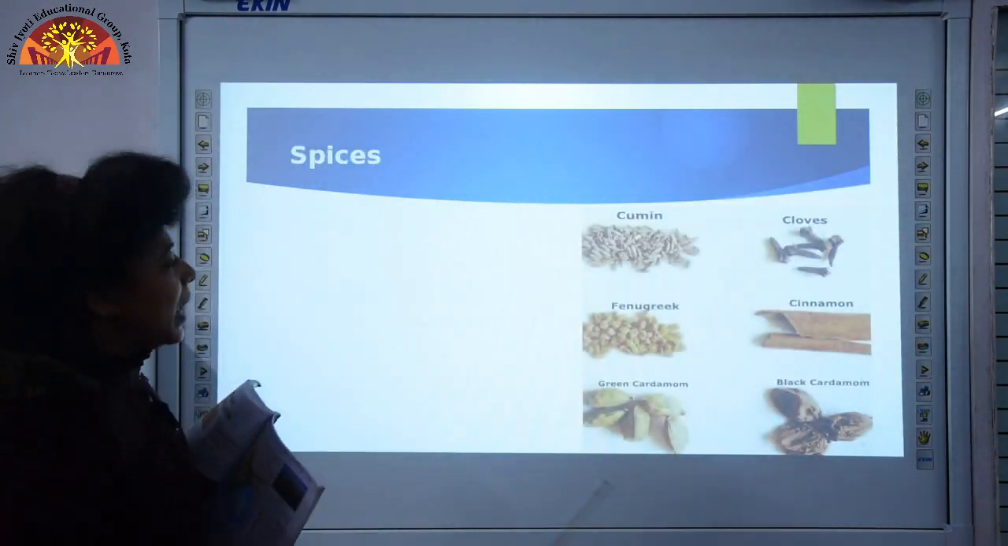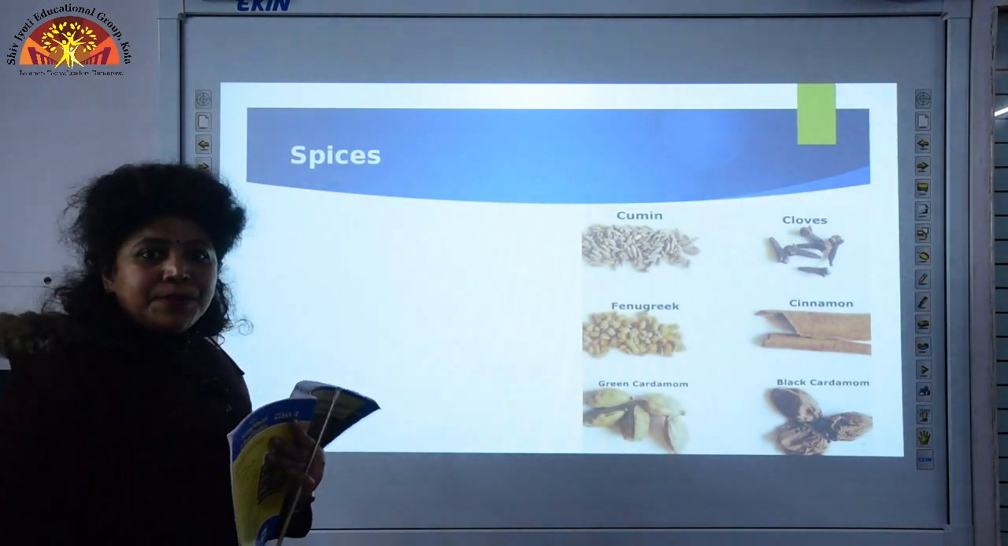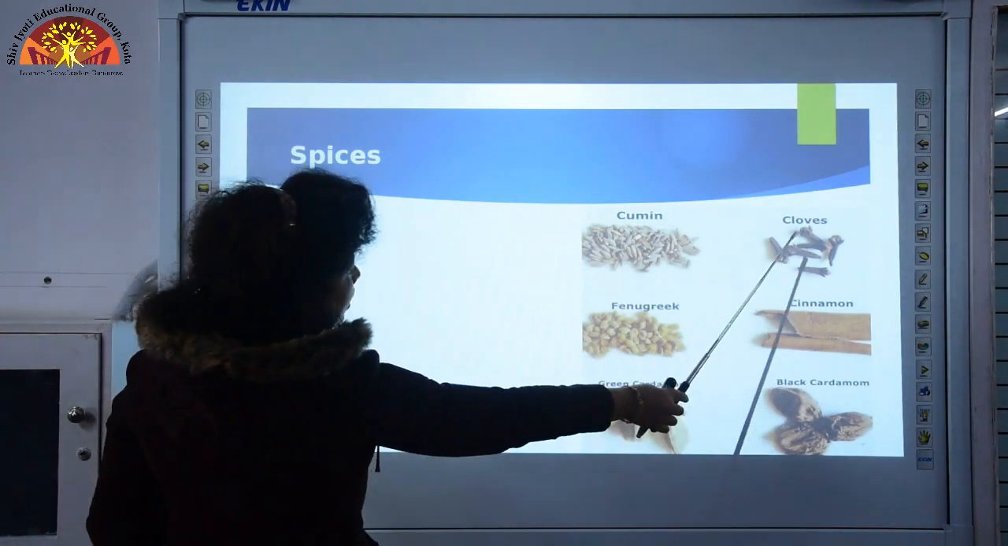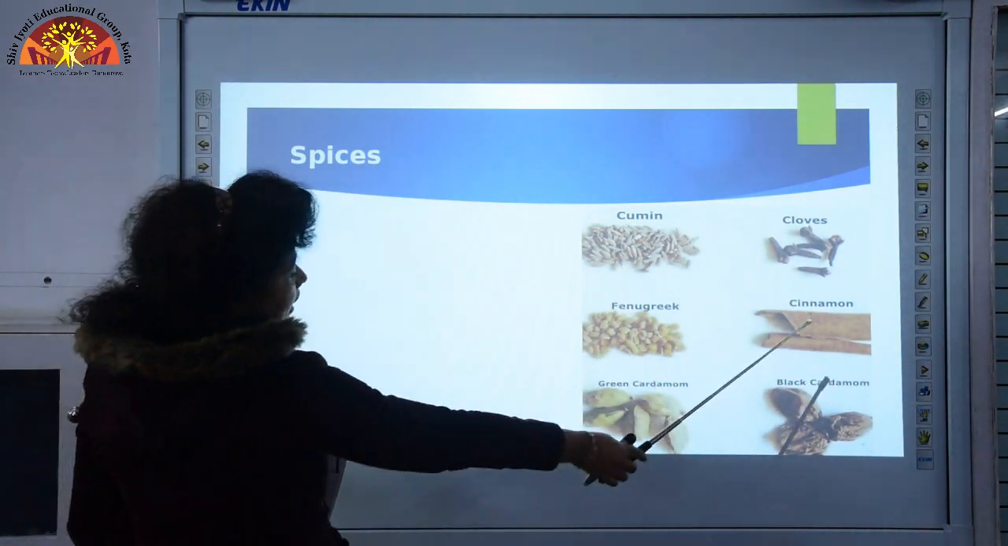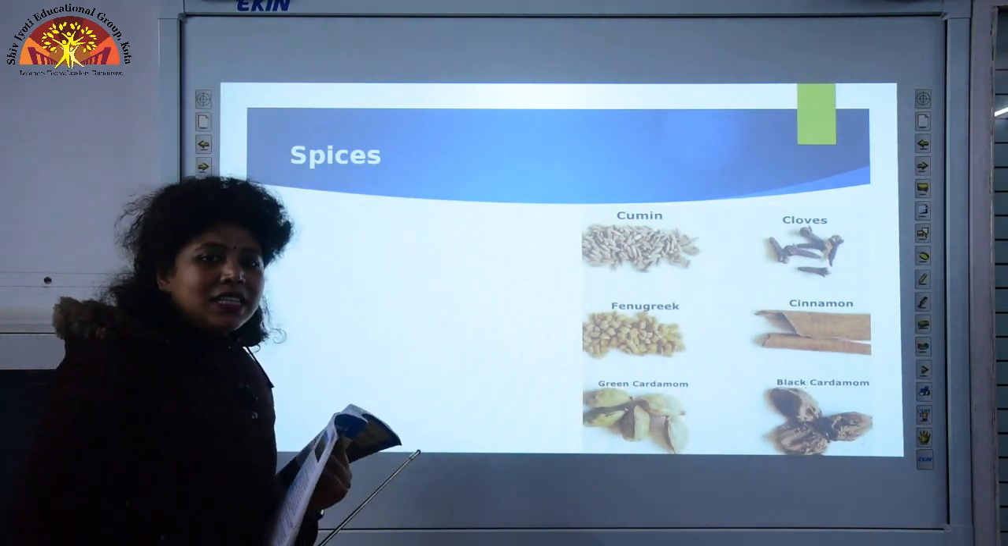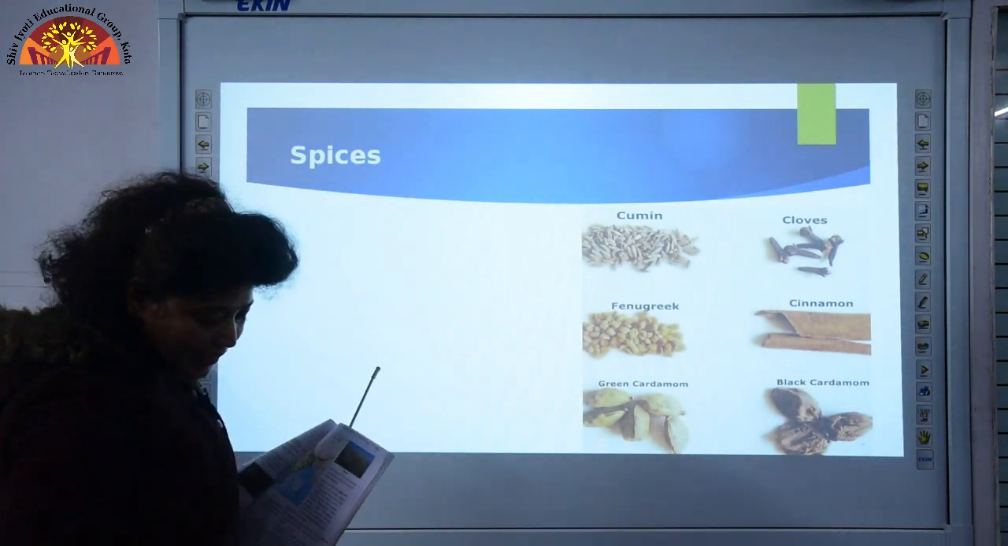Now comes spices. What are the examples of spices, children? Examples of spices are cumin, cloves, fenugreek, cinnamon, green cardamom and black cardamom. These are some of the examples of spices.